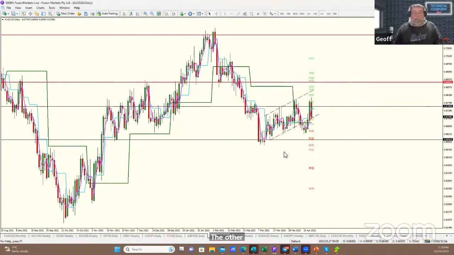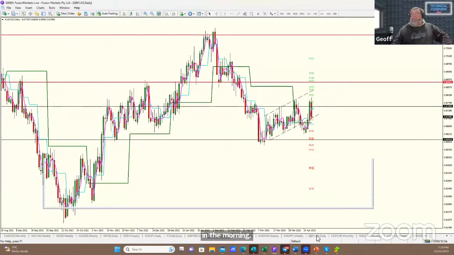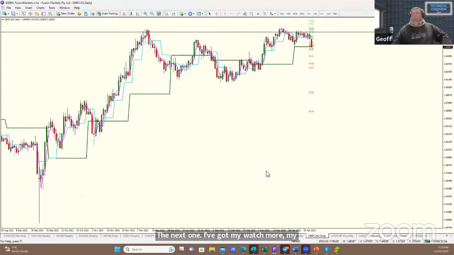So that's Aussie dollar. Certainly, I'll be looking at that early in the morning. The next one, I've got my eyes completely transfixed on. I do exaggerate a little bit, but I'm keen on it. Let me put it that way. I'm interested in it. Is the pound versus the Canadian dollar.